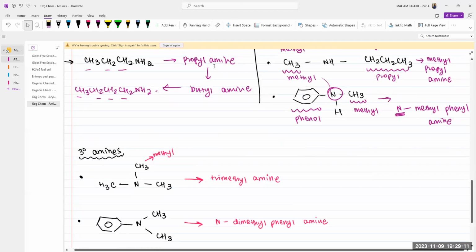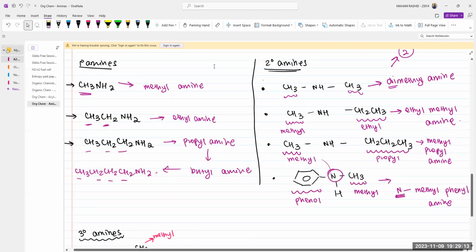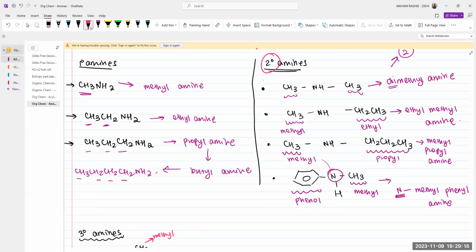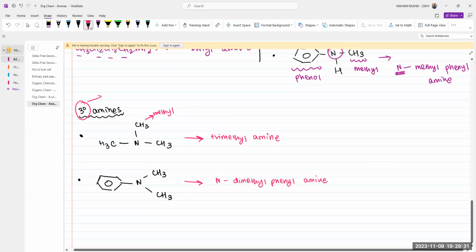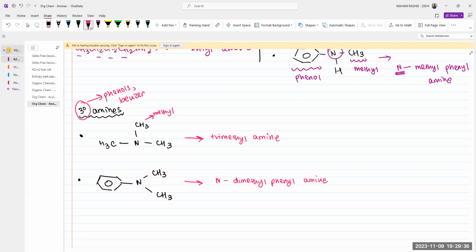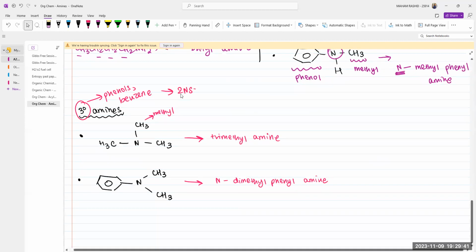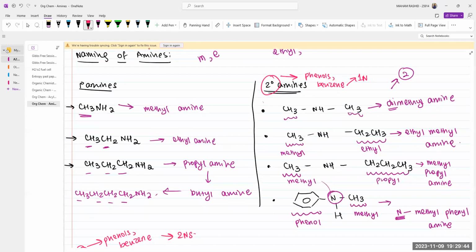One more thing: in your secondary amines, for phenols and benzenes, you add one N, right? But in tertiary, for phenols and benzene, you will add two N's, okay? And in the primary ones, you're not going to add anything. So it works this way.